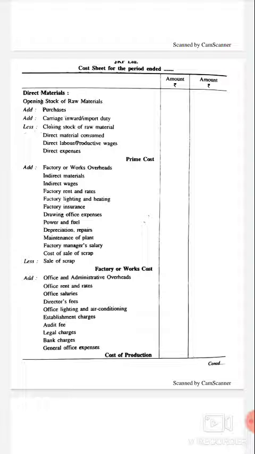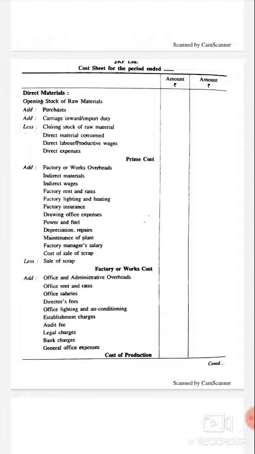Then direct labor or productive wages. Next, direct expenses. The sum of direct material, direct labor and direct expenses is called prime cost. Prime cost will be obtained by adding direct material consumed, direct labor and direct expenses.